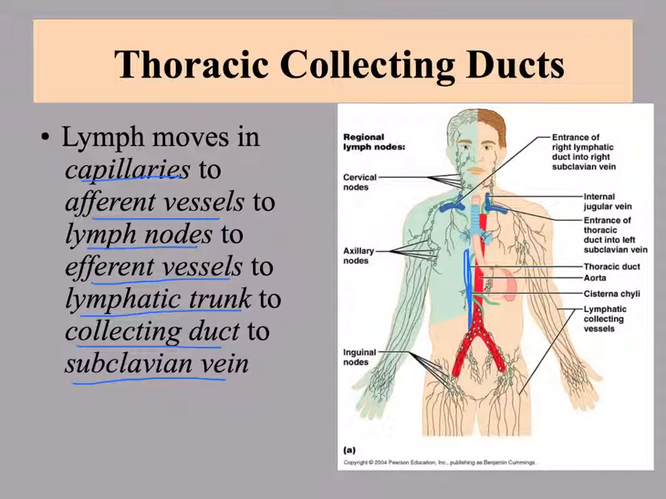So we have two collecting ducts in our body. One collects from the right quarter of your body only. That is the right lymphatic duct that enters into the right subclavian vein. And then the rest of your body's lymph comes in through the thoracic duct, which is coming up alongside your spinal cord and enters the left subclavian vein. For reasons completely unknown to us yet, science hasn't figured out if there's any particular reason why 3/4 of the body flows into one collecting duct and 1/4 of the body flows into the other, but that's how it works.